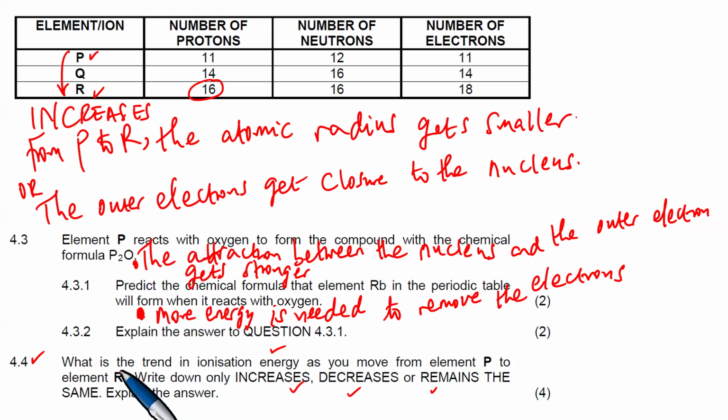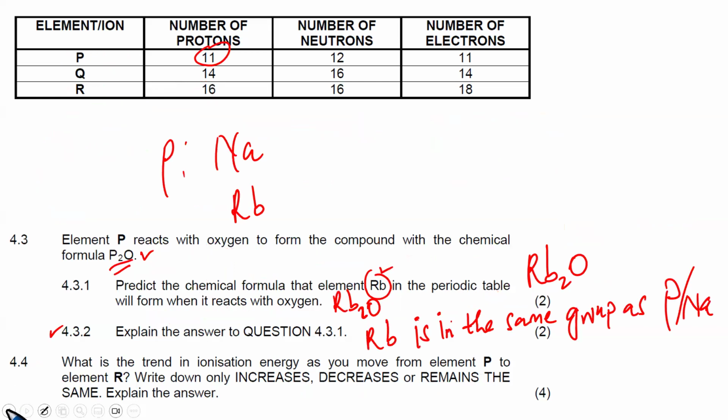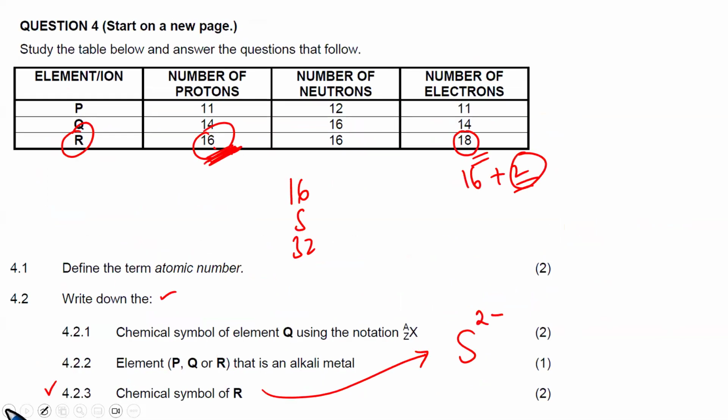Now, the question is, what is the trend in the ionization energy as you move from element P to element R? We write only increases. We saw that it increases from P to R. The atomic radius gets smaller and smaller as you move along, because we saw that P is sodium, and we were able to see that R itself is S2 minus.